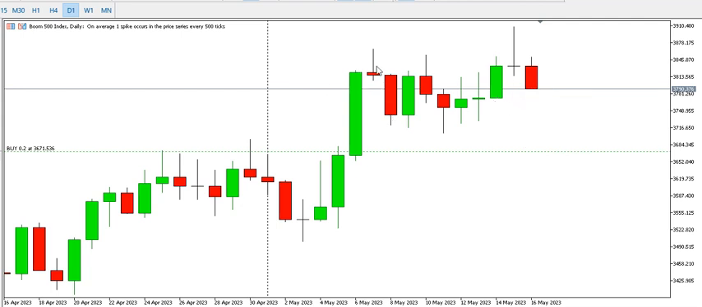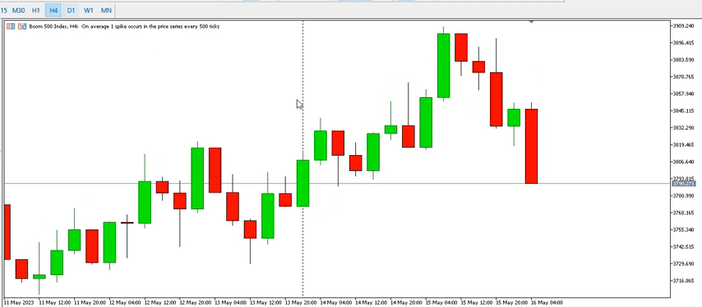We had one formed here, but it was invalidated, and price broke the structure, but it's more like a fake out, turning out to be a fake out. We might possibly see price retracing. But let's keep our fingers crossed and continue to monitor Boom 500 Index.